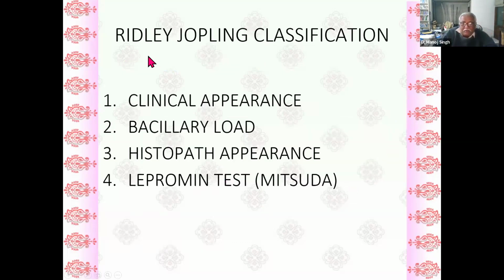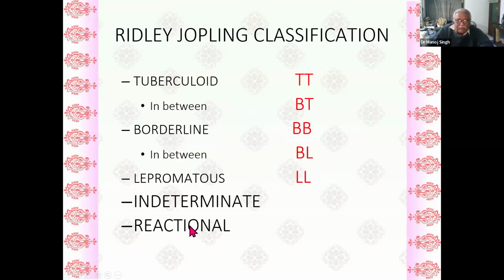So the Ridley-Jopling classification was the first attempt to classify leprosy. This was done by 4 criteria: clinical appearance, bacillary load, the histopathology appearance, and the lepromin reaction, which was an injected material, somewhat parallel to the tuberculin test. And these were defined in 5 main categories.